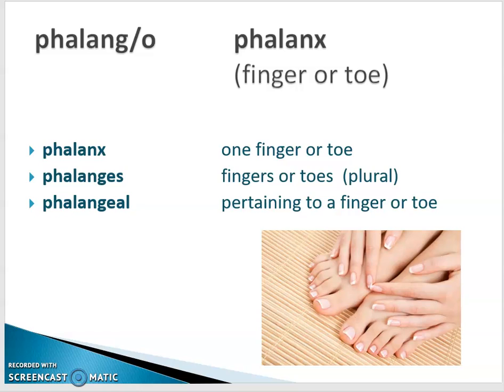And they lead to the phalanges or the phalanx. So phalanges is plural, phalanx is singular. Phalango is the combining form. So phalanx is 1 finger or 1 toe. Phalanges, fingers or toes. In other words, the plural form. And phalangeal is pertaining to a finger or toe. So normally we have a predictable amount of fingers and toes in most cases.